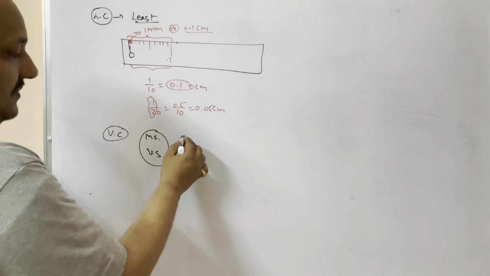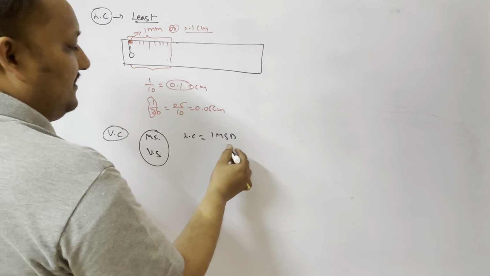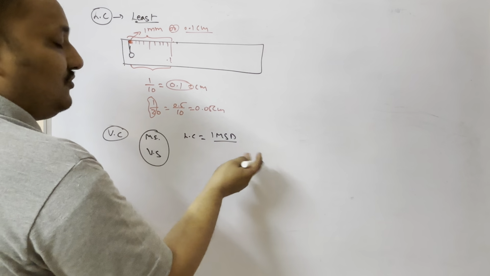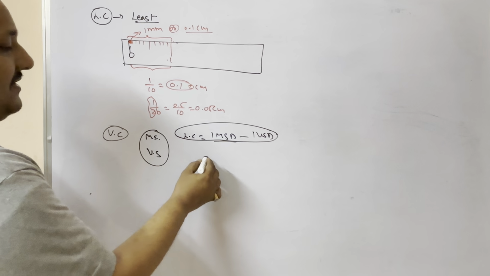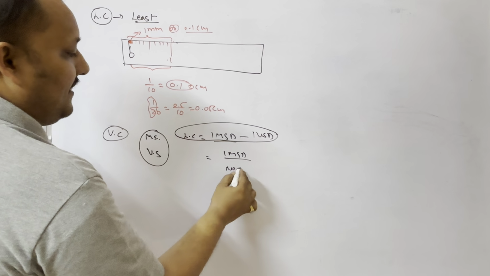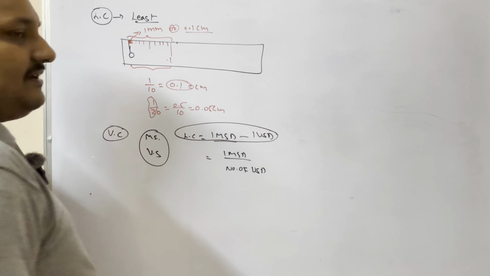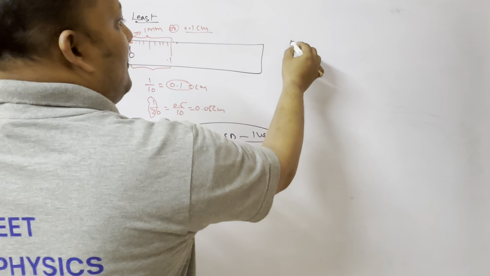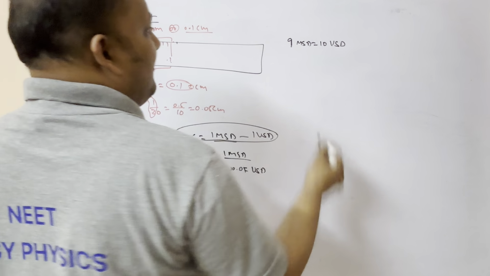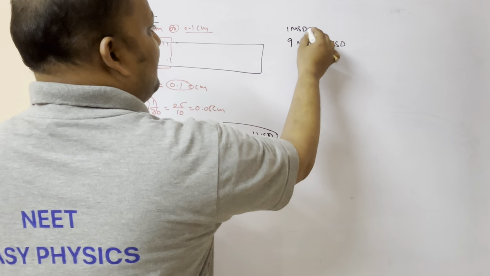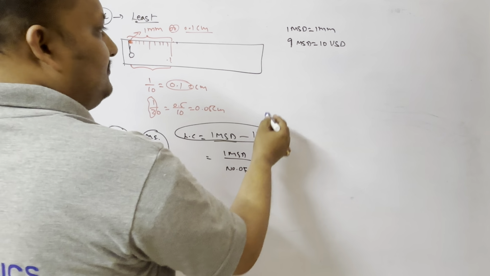So the least count formula or value for this. Two formulas will be there. Two formulas means one value only with the two formulas. 1 MSD minus 1 VSD. This is one formula. Another one is 1 MSD by number of vernier scale divisions. So whenever they are giving problems, 9 main scale divisions equal to 10 vernier scale divisions. Each MSD value 1 mm. What is the least count they will ask? At the time, we will use this formula.